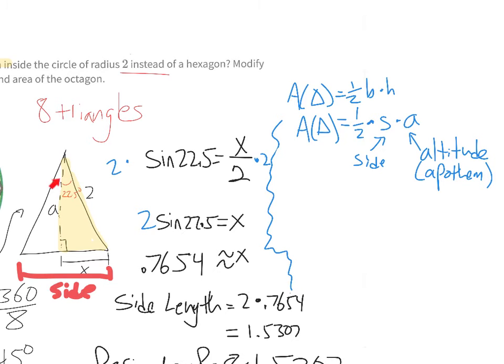Well, how do we find this A value? Well, notice that it is adjacent to this angle. So we have adjacent and we have the hypotenuse. What uses adjacent and hypotenuse? Well, cosine does. So let's write a cosine formula. Cosine of 22.5 equals A over 2. And that should be an easy equation to solve.